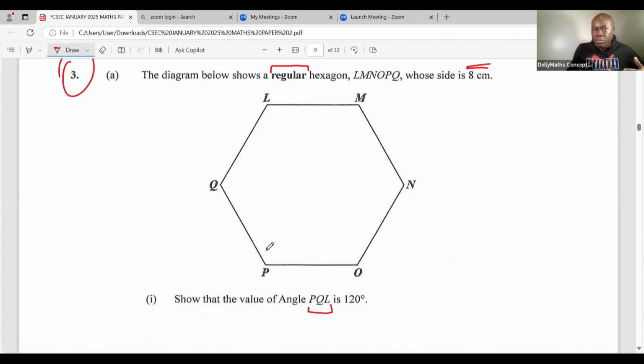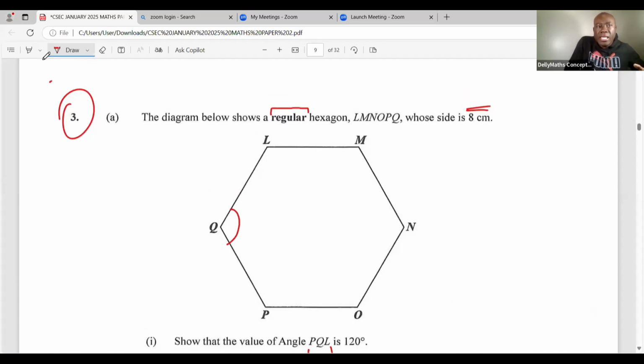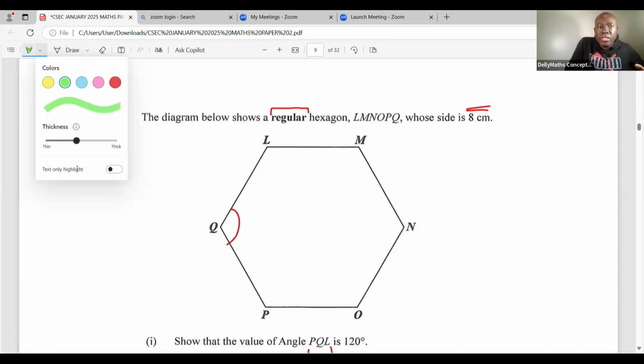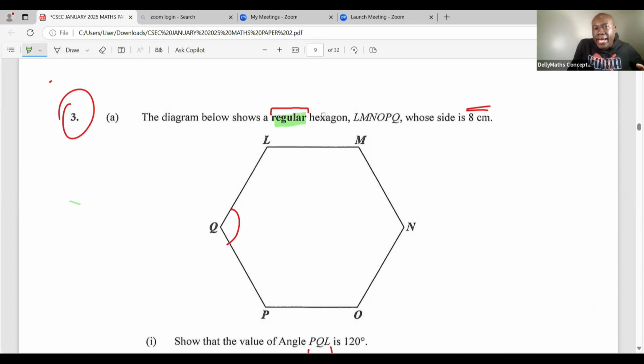PQL, I'm going to mark that angle. PQL is this angle here. Now, the key thing for this question is the fact that we were told that it's a regular hexagon. This is very crucial. Any polygon that is regular means that all the sides are congruent, meaning they are the same length, which means all the angles are also equal. So we have 6 equal angles here, 6 equal sides.